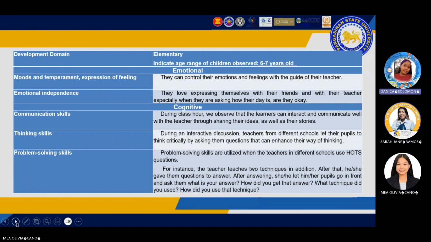Their teacher always gives them time to think and lagi rin silang tinatanong. By that, they can develop their thinking skills as well as their critical thinking skills. And lastly, the problem-solving skills. As we observe, hindi lang enough yung nakakasagot sila or nakukuha nila yung sagot. We observe na lagi rin silang tinatanong ng mga hot questions like, paano mo nakuha yung sagot? So, that's all po.